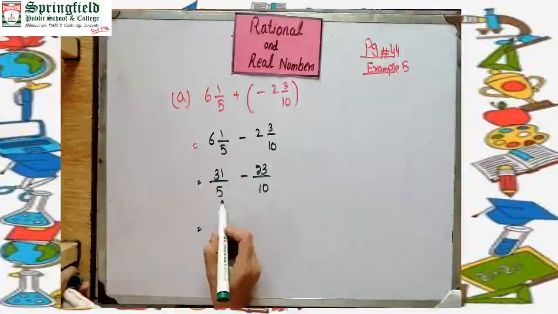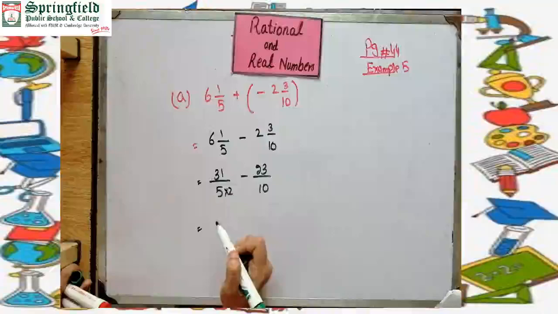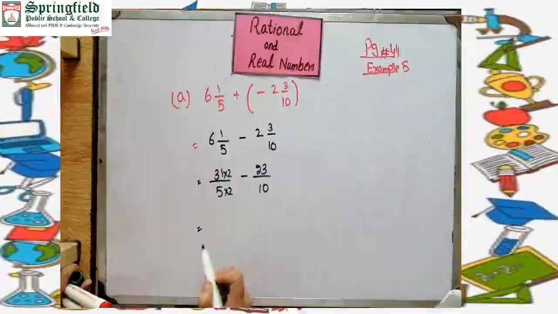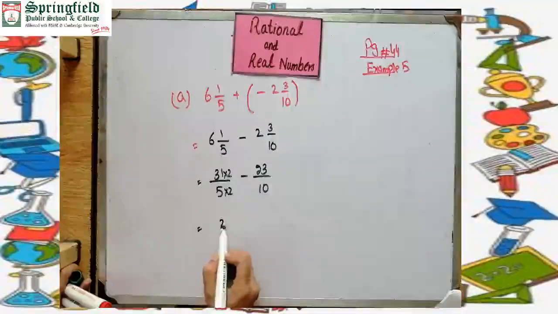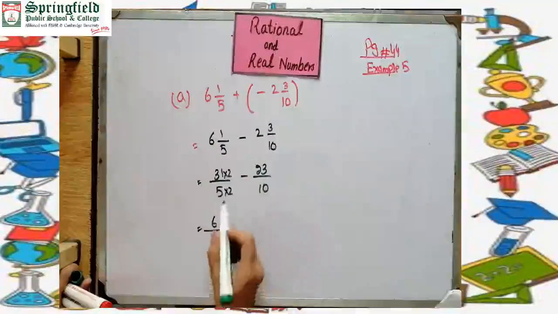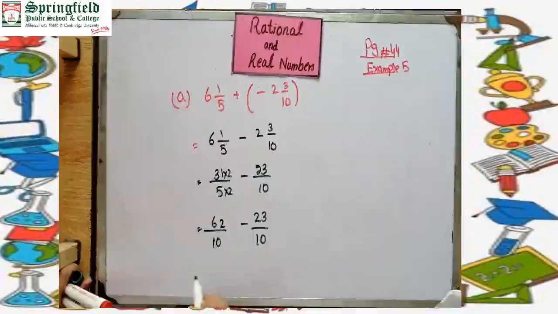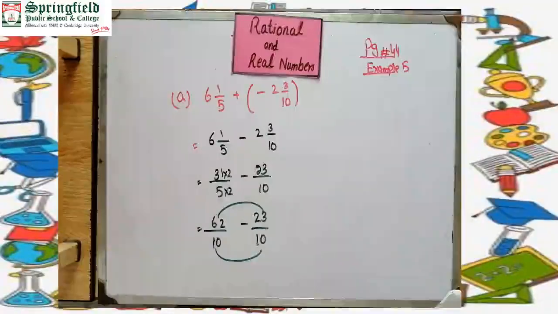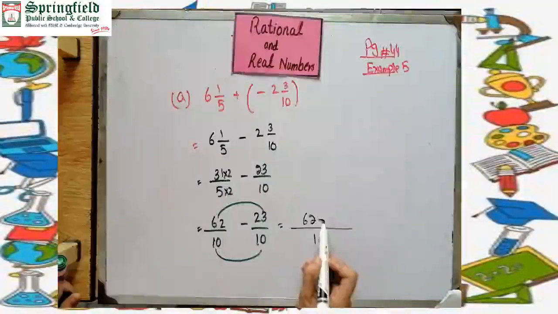Now make the denominators the same. How will we make it? When we multiply 2 with 5, it becomes 10. 2 will also multiply with the numerator. So 31 multiply 2: 2 1s are 2, 2 3s are 6, 62. Then 5 2s are 10, minus 23 divided by 10. So look here, the denominators are the same. So subtract the numerators, over 10. So 62 minus 23.